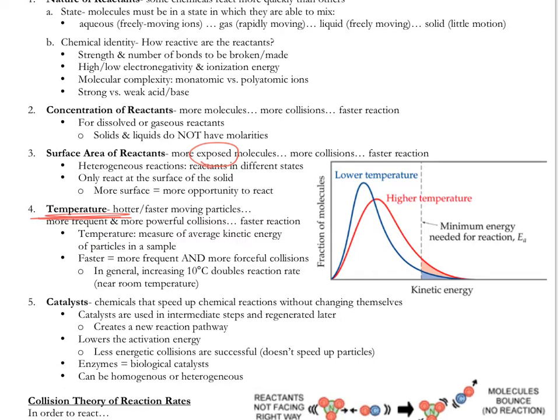So let's see here. We know, hopefully we know, that hotter particles are moving faster. Temperature is a measure of average kinetic energy. So if the particles are moving faster, they collide more frequently. And if they have more kinetic energy, that collision is more powerful. So we have more collisions, and those collisions are more powerful. So we'll see this graph a few times, but this is very, very important here. So a couple things: more collisions and more forceful collisions.